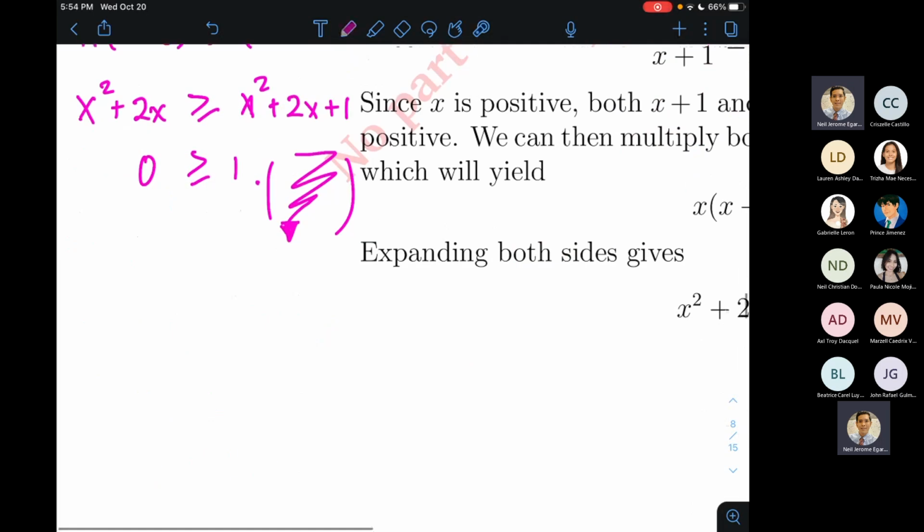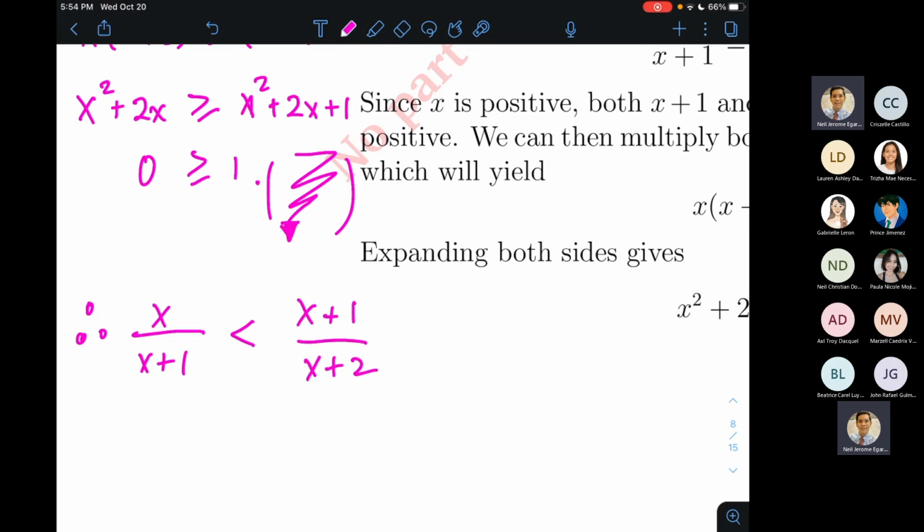So therefore, by the law of excluded middle, we will be forced to accept that x over x plus 1 is strictly less than x plus 1 over x plus 2. Okay, and that ends the proof. All right, is that clear, guys?